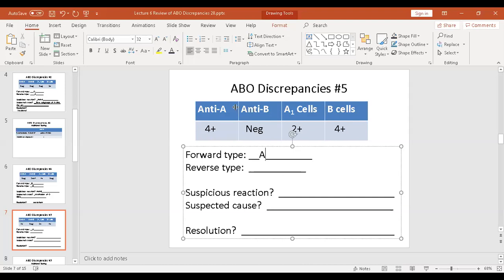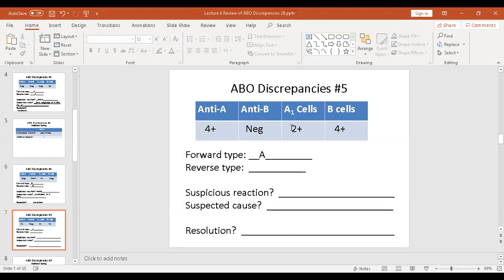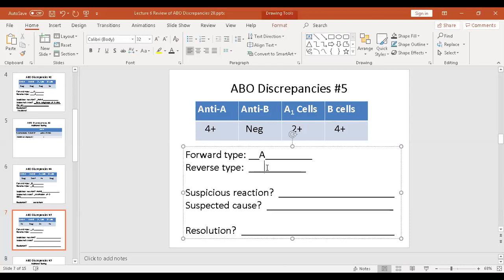Type A. Okay. So Landsteiner's rule says somebody who's type A should have anti-B. So we should see a strong reaction only with the B cells. We see a strong reaction with the B cells. However, we also see this weaker reaction with the A1 cells. So it looks like they have an anti-A1. Okay? So what blood group would have an anti-A1 and an anti-B? Type O. So this is a discrepancy.